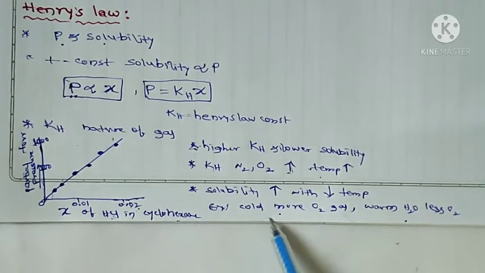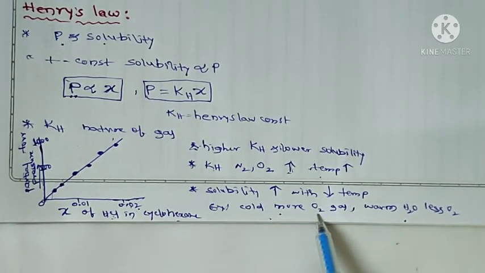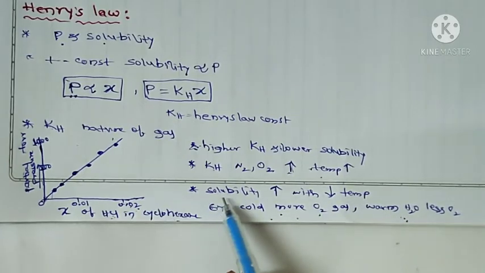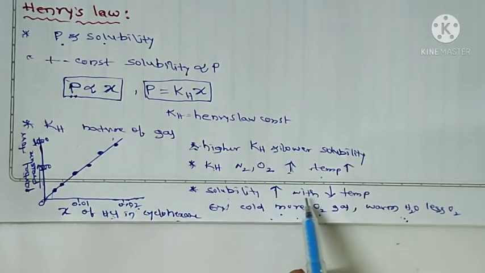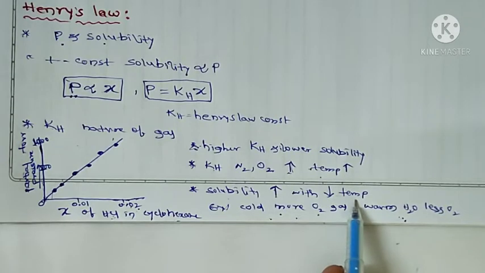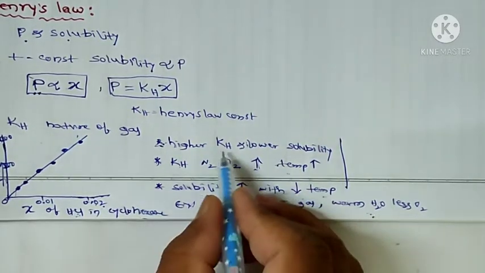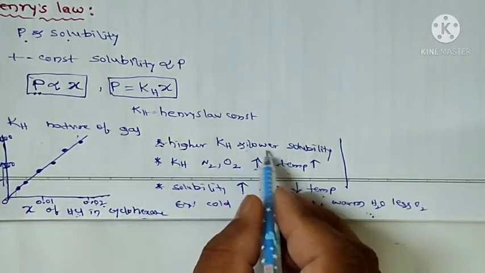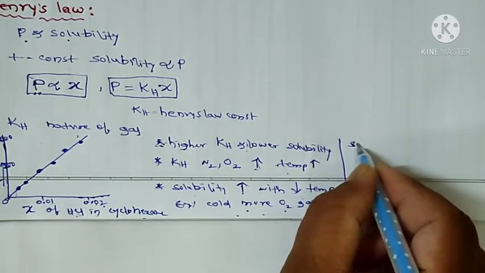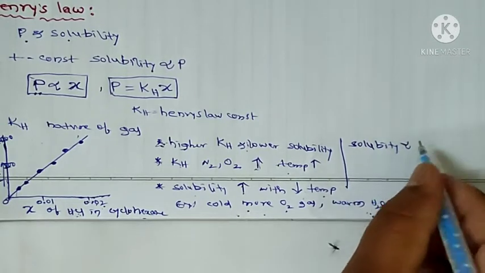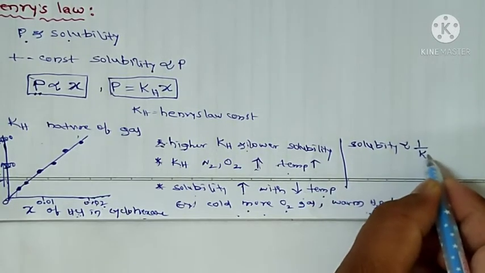So at less temperature, the solubility of O2 increases. At high temperature, the solubility of O2 decreases. So the solubility increases with the decreasing of temperature. The relationship: high kh and lower solubility. So solubility is inversely proportional to kh.